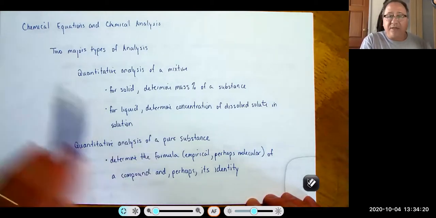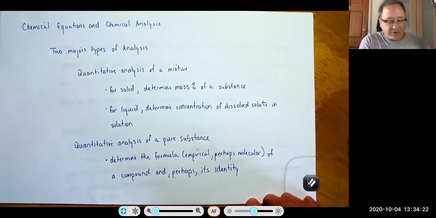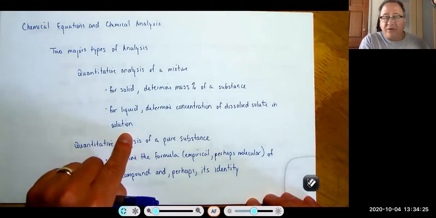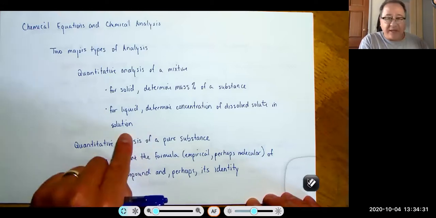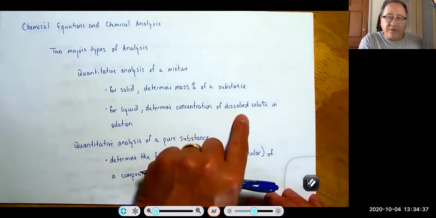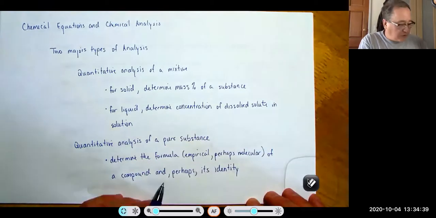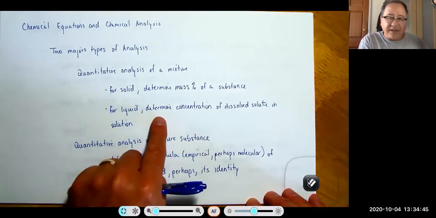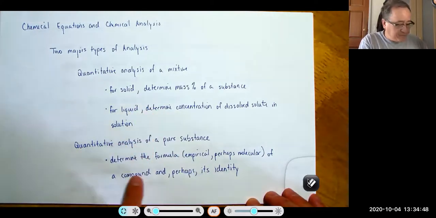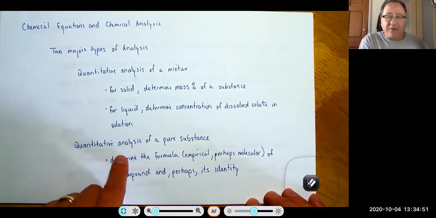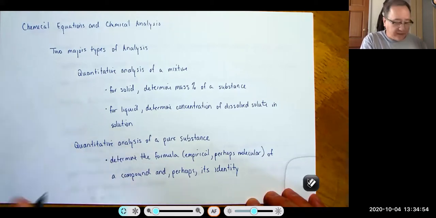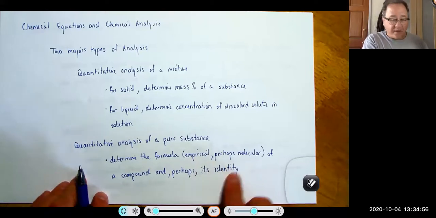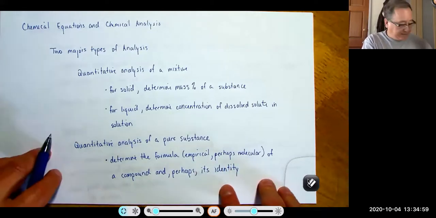For liquid, you want to determine the concentration of a dissolved solute in the solution. So remember, a solution is comprised of a solute and a solvent. You learned that way back when in your previous chemistry class. So here, we're trying to determine the concentration of that dissolved solute. And we'll learn about concentration in this chapter also. We'll see examples of this. This gets its own little section, as it were. And we're going to do quantitative analysis of a pure substance. And here you're trying to determine the formula, empirical and perhaps molecular, of a compound and perhaps its identity.